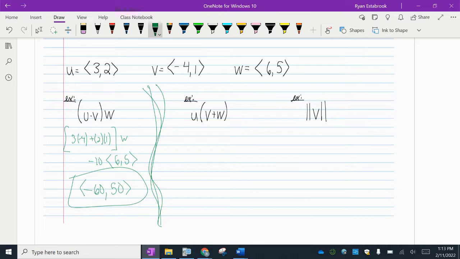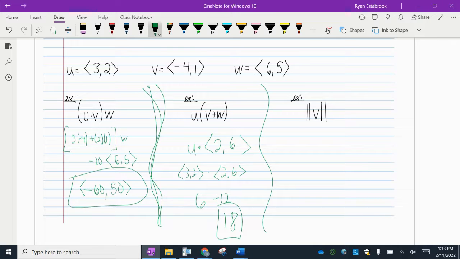The second one, you're going to do v plus w first. So we're adding them. So v plus w is 2, 6. Add the like parts, add the x's and x's, add the y's with the y's. And then you're doing vector u dot this one. So we have 3, 2 dot 2, 6. 3 times 2 is 6. 2 times 6 is 12. Add those together, 18.